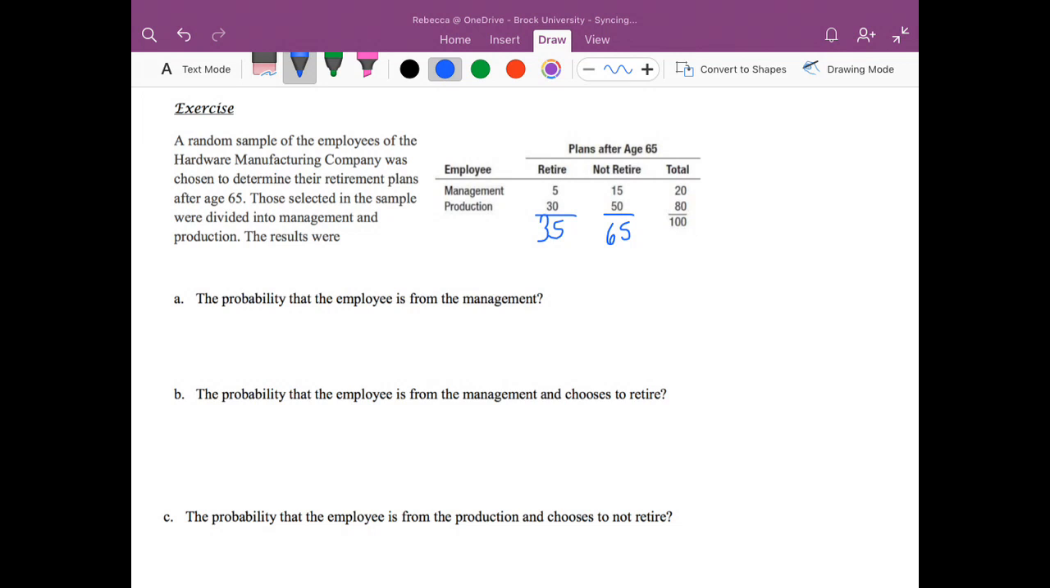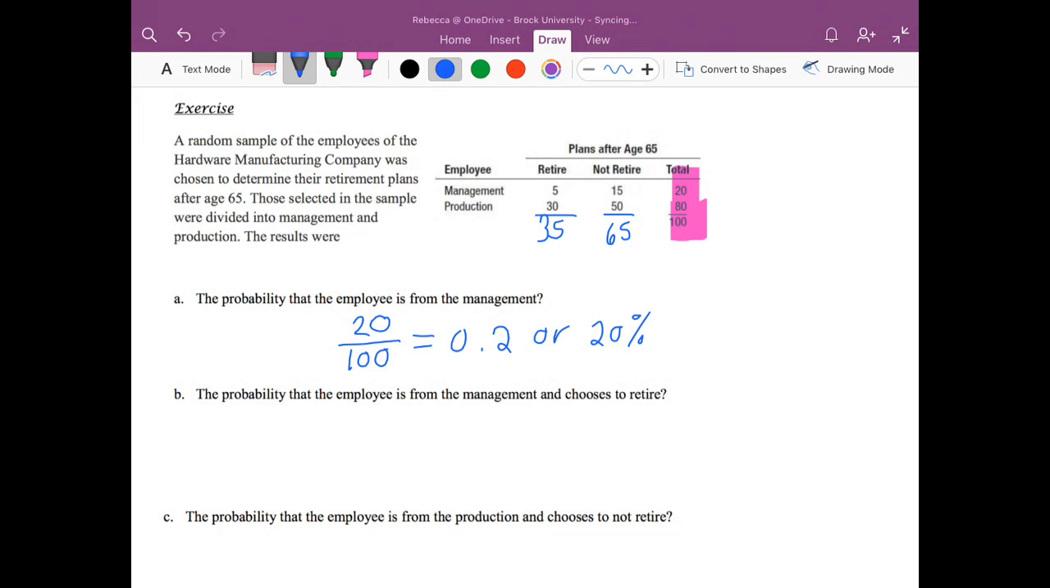So the first one is the probability that the employee is from management. So if we look, we see that we have a total of 20 that are from management. This is sort of the column that I'm looking at here. So I have 20 that are from management out of the total 100 employees. And that gives me 0.2 or 20%. Either of those answers is correct.